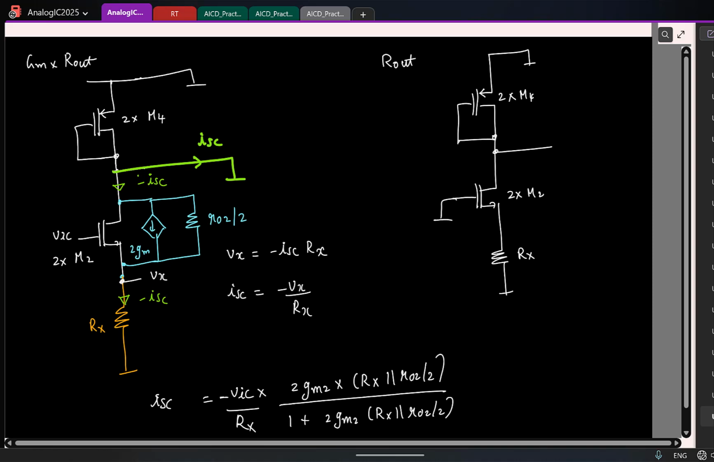So can you tell me what is the resistance looking up here? 1 by Gm or something else? If I have one transistor, it is 1 by Gm. I have two of them put in parallel. It is 2 by Gm or 1 by 2 Gm? With one transistor, it is 1 by Gm. Two of them in parallel, it becomes half.